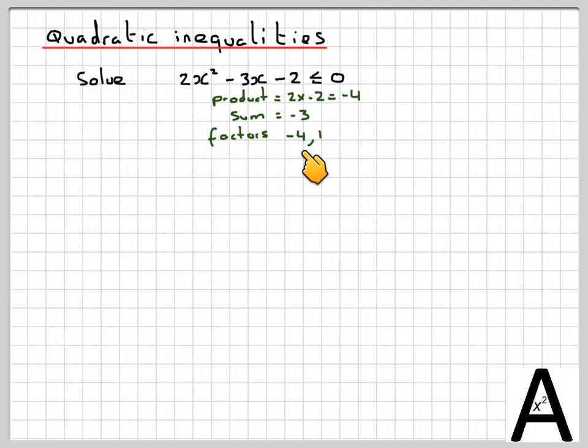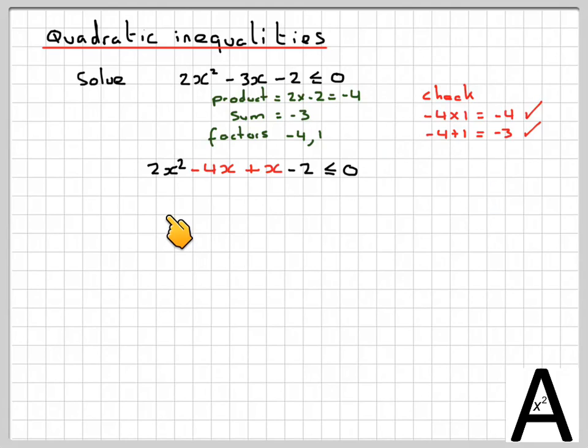So maybe minus 4 and 1, let's just check that. Minus 4 times 1 is minus 4, so that's okay because that's what we wanted. And minus 4 plus 1 is equal to minus 3, so that's what we wanted. So we now write the inequality down, 2x squared, and we split the middle up into minus 4x plus x minus 2 is less than or equal to 0.